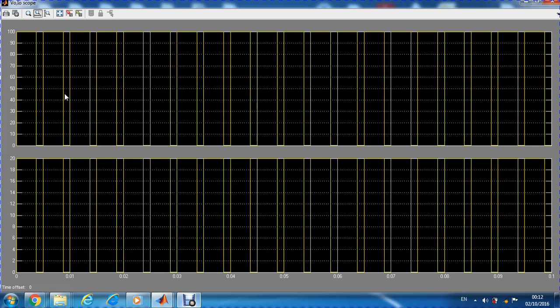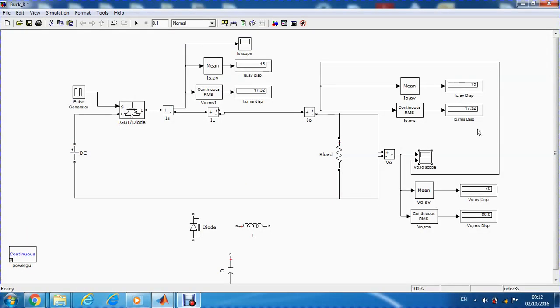There is no change in the average or RMS values of the currents or voltages, and that's because we are dealing with only a pure resistive load. Now let's see what happens if we change the circuit. We will now insert an inductor and see the effect of the inductor on the circuit.